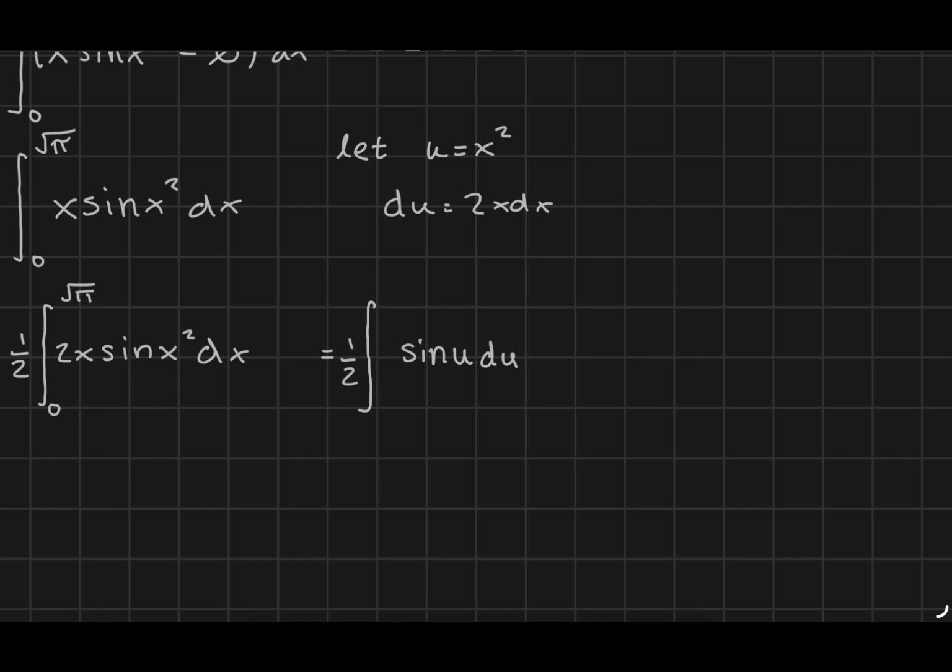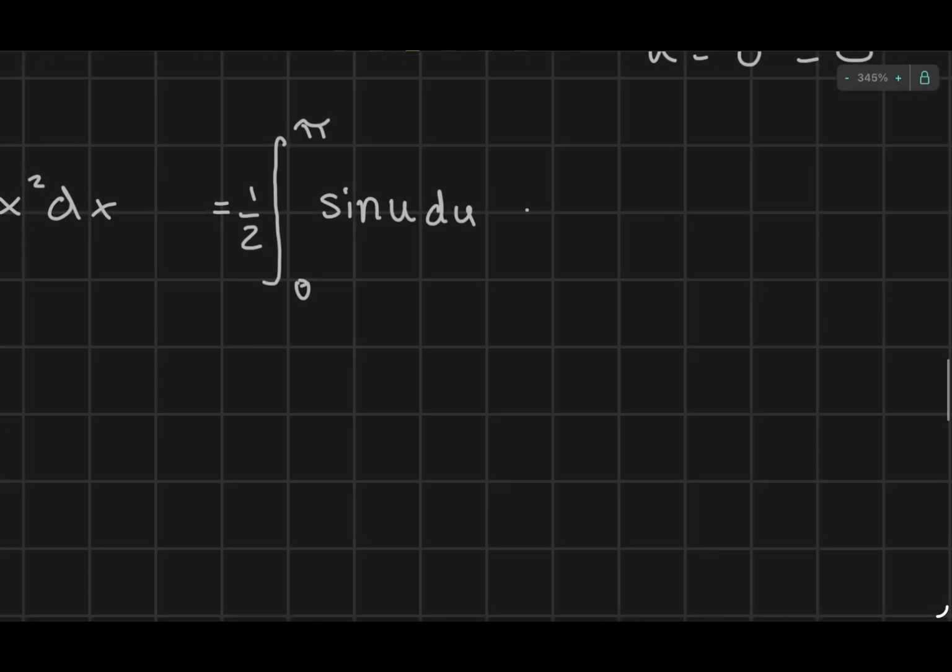Our new bounds: for the lower bound, when x is equal to 0, then u is just going to be 0 again. Let me show my work. Well, when x is equal to square root of pi, u is going to equal square root of pi squared, which is going to equal pi. So our upper bound is going to be pi. 0 squared is equal to 0. So these are our new bounds.